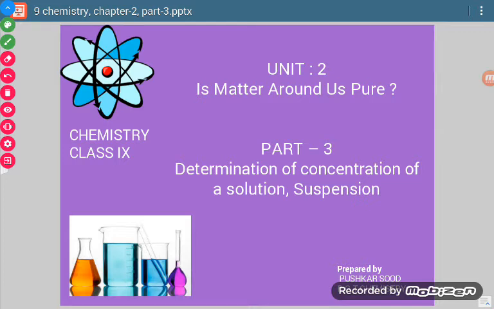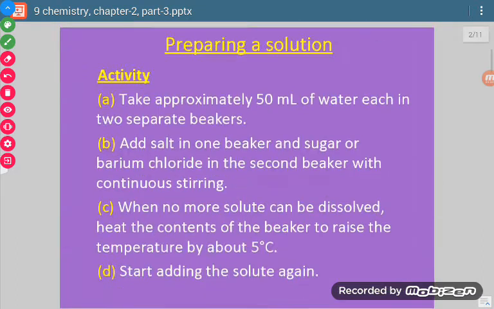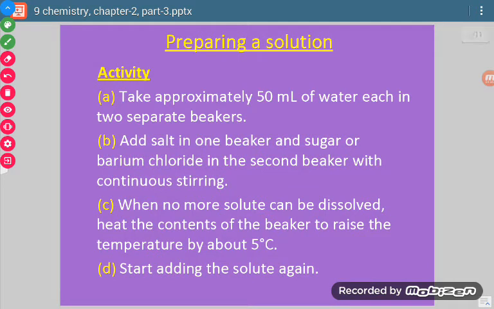Third part of our second chapter. In this part we are going to discuss how to determine the concentration of a solution, which formula will be applied, okay, and then we will study suspension and its properties. Now, first of all, we will start with one activity.